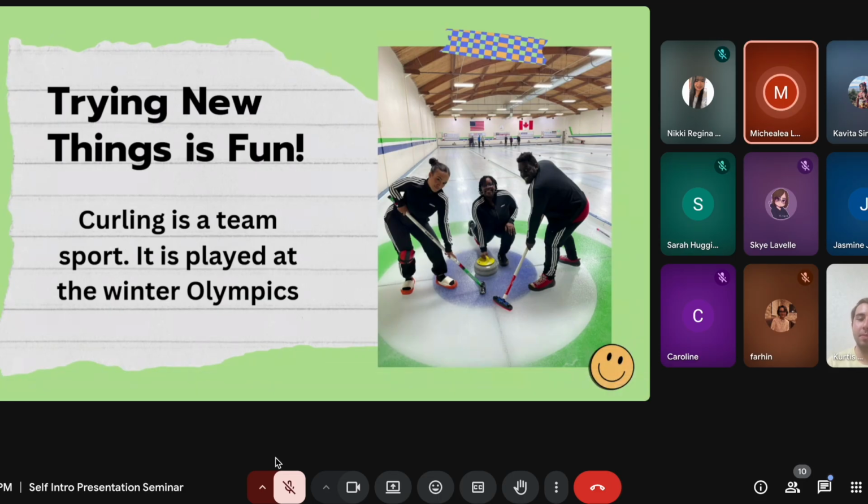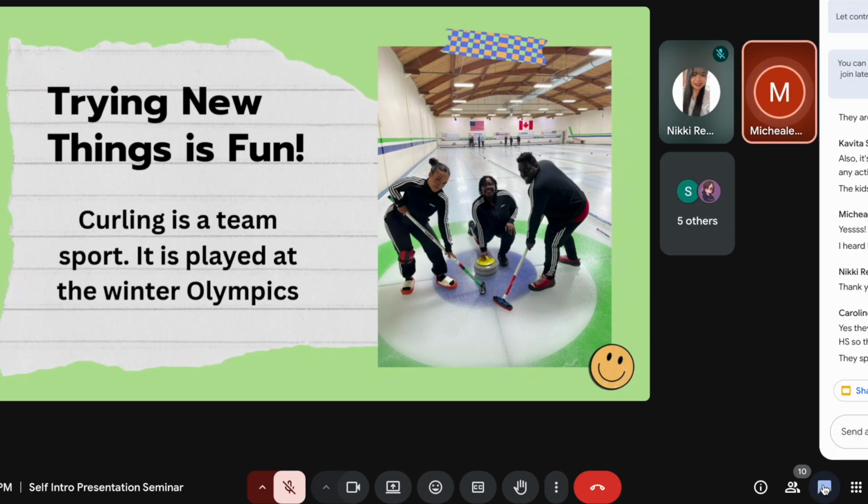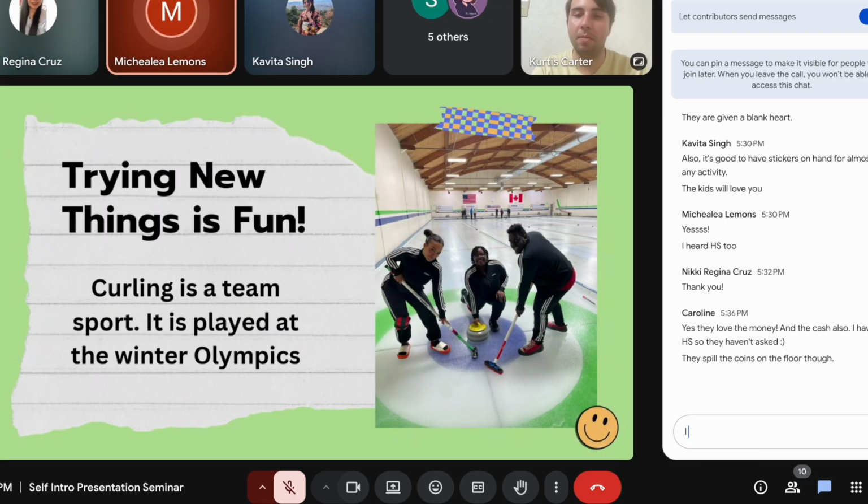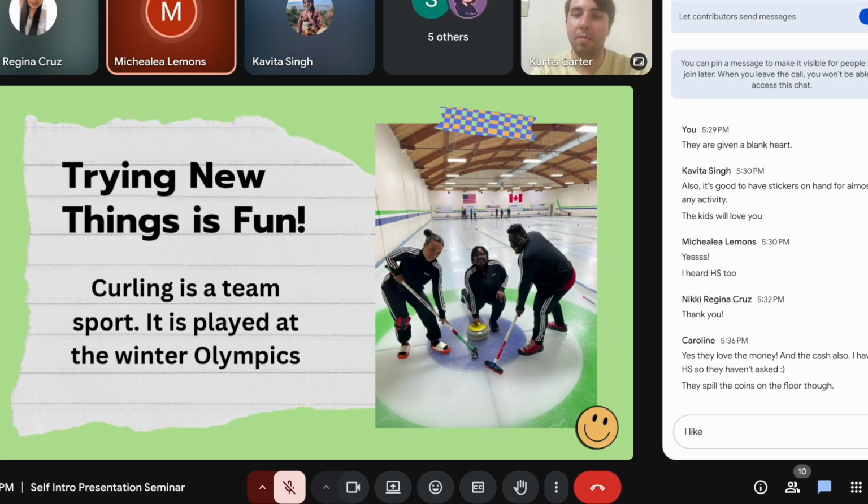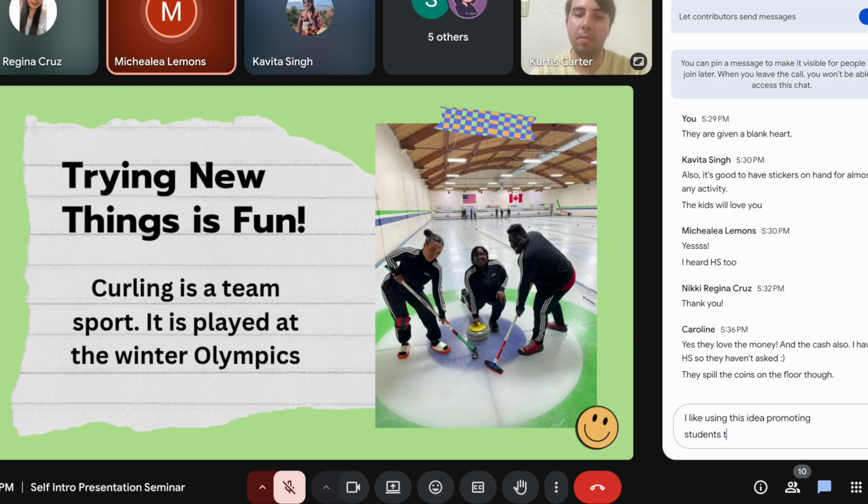This is a slide that, in retrospect, I feel like I would have readjusted. But I was trying to explain that trying new things is fun. And then talking about curling. Curling is the same in katakana and Japanese. So we talked about curling a little bit, and they were like, whoa, I've never done that. But it was really fun to talk about.